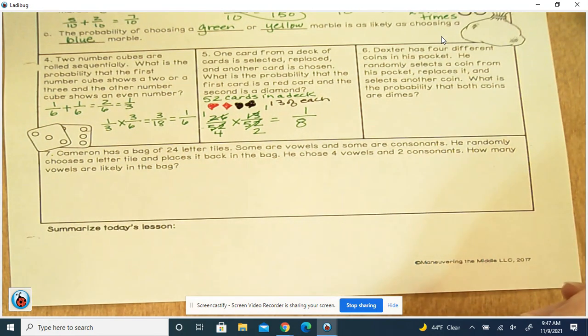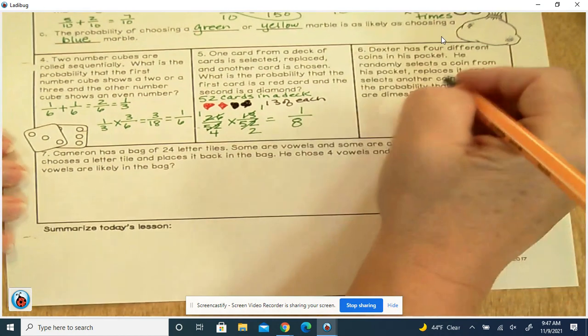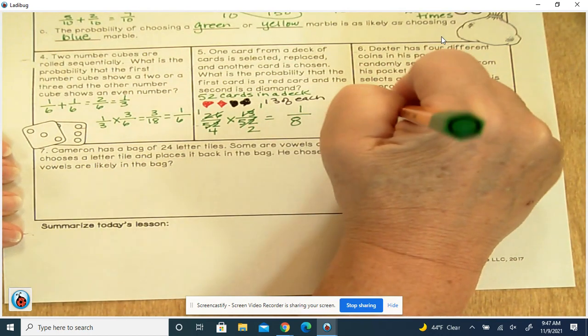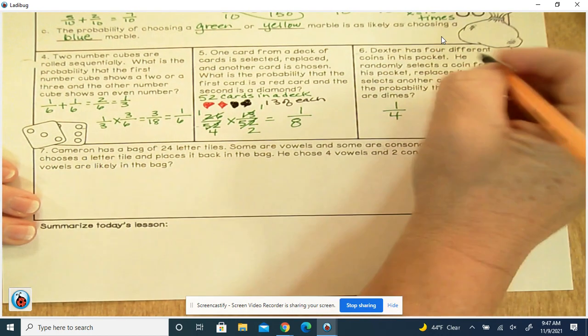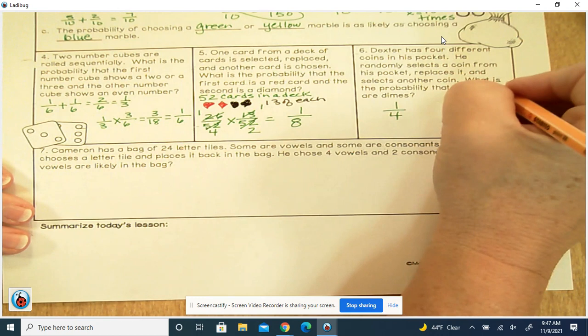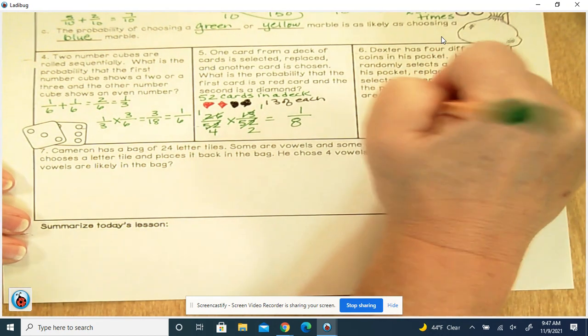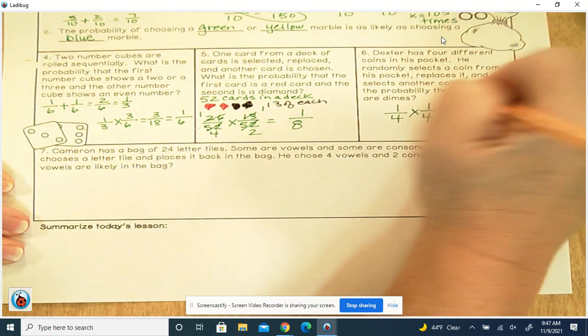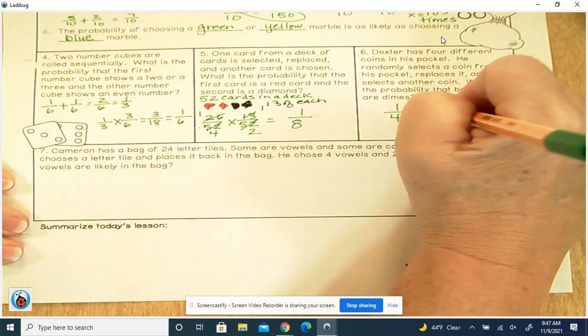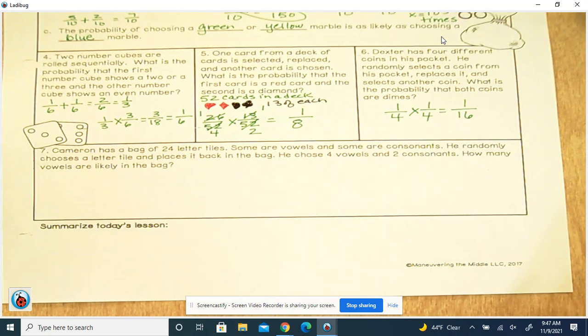Dexter has 4 different coins in his pocket. He randomly selects a coin from his pocket, replaces it, and then selects another coin. What is the probability that the coins are dimes? So if he has 4 coins in his pocket, it's a 1 in 4 shot that it's a dime. And then we're going to multiply, and if both are dimes, it's going to be another 1 in 4 shot. 1 times 1 is 1, and 4 times 4 is 16. So there's a 1 in 16 chance that both coins are dimes.